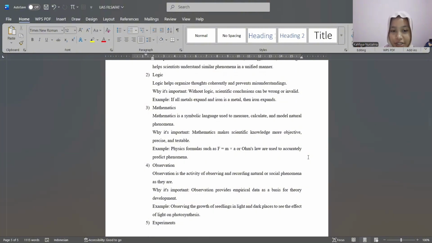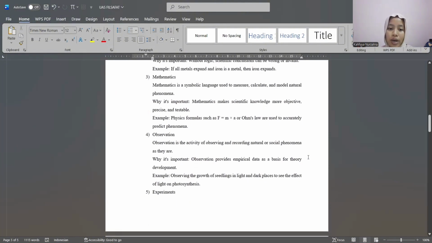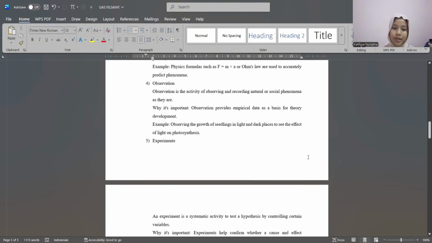4. Observation. Observation is the activity of observing and recording natural or social phenomena. Why is it important? Observation provides empirical data as a basis for theory development. Example, observing the growth of seedlings in light and dark places to see the effect of light and photosynthesis.